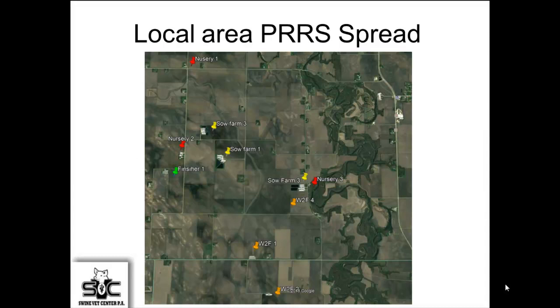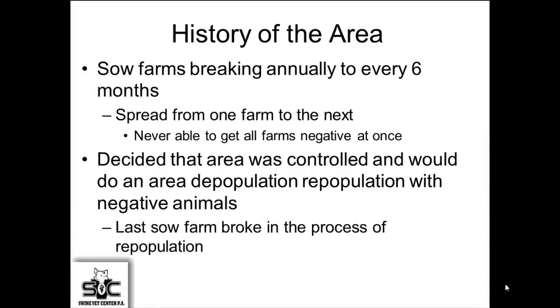And this is just a map of that region, so you can see the sow farms kind of right in the middle, and then we have the nurseries and wean-to-finishes around the area. Just to give you a little history of the area, we did start tracking it early on, and the herds were breaking about every 6 months as we first started working with them. Essentially, the goal was to try and commingle pigs from these 3 sow farms, and it would just seem to spread from farm to farm. We were never really able to commingle the pigs because the status of the farms was always changing.